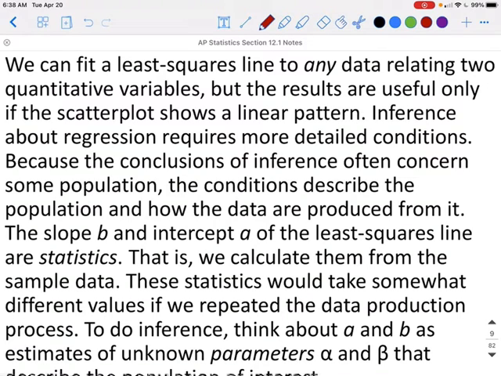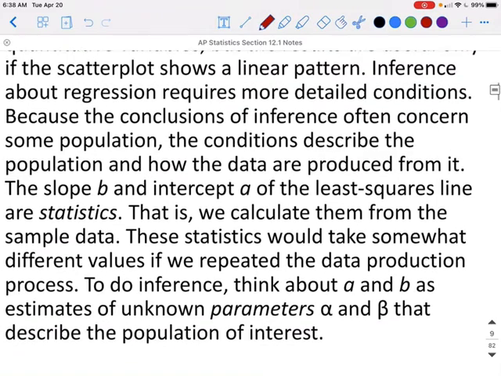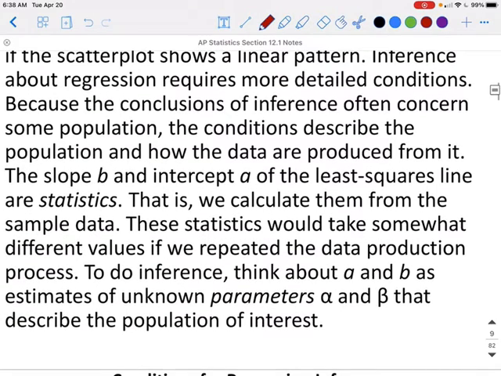We can fit a least squares line to any data related to 2 quantitative variables, but the results are useful only if the scatter plot shows a linear pattern. Inference about regression requires more detailed conditions. Because the conclusions of inference often concern some population, the conditions describe the population and how the data are produced from it.